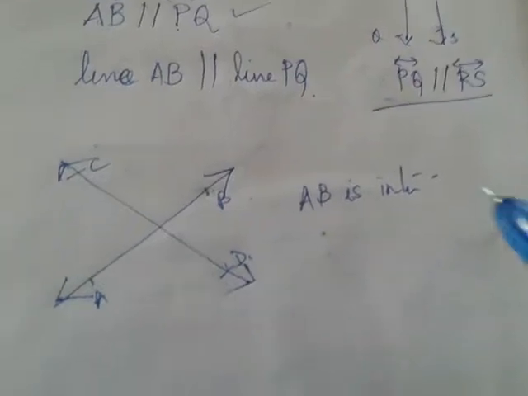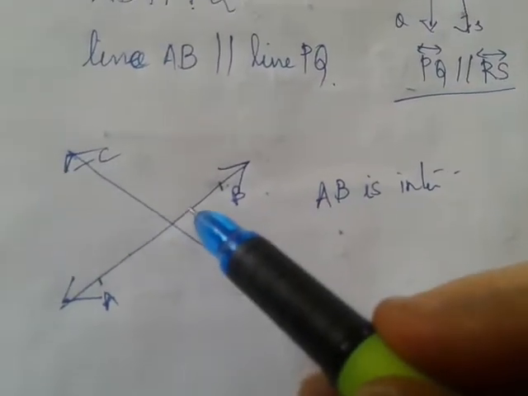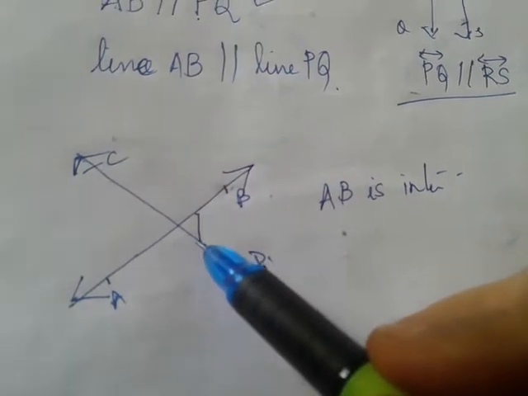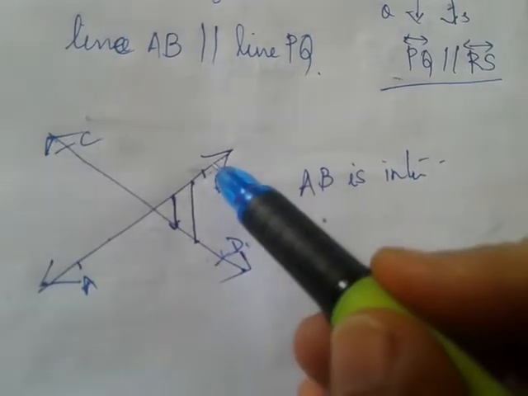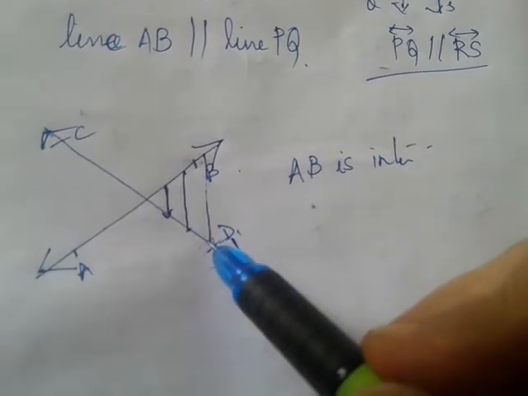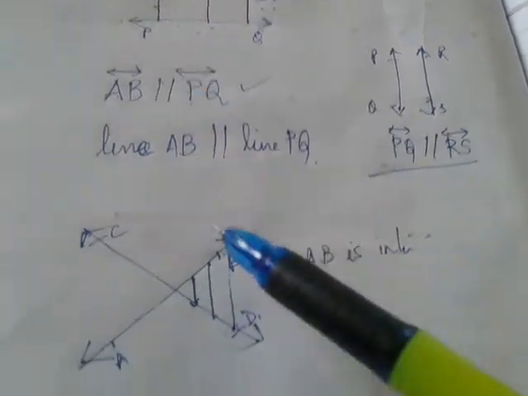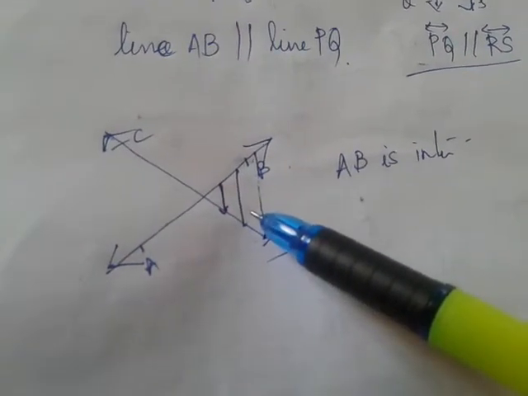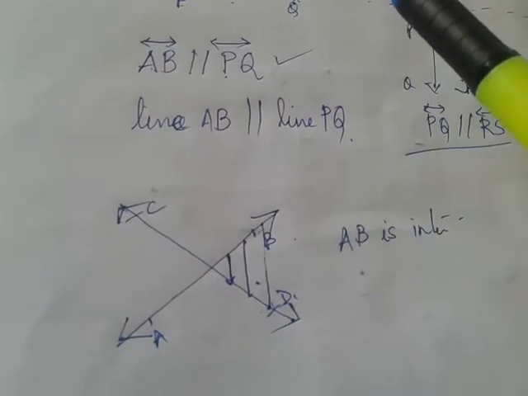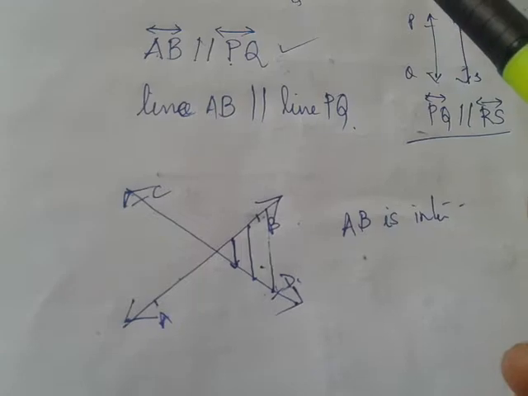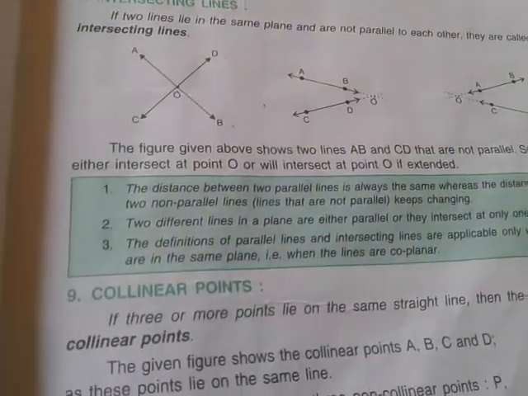But this is not possible in the case of intersecting lines. If you see the distance between these two lines, from here the distance is 1 centimeter, here it may be 2 centimeter, here it may be 3.5 centimeter. So here the distance will be the same, here the distance will be changing all the time. And when we talk about parallel lines, these two lines should be in the same plane, and when we talk about intersecting lines, these two intersecting lines should be in the same plane.